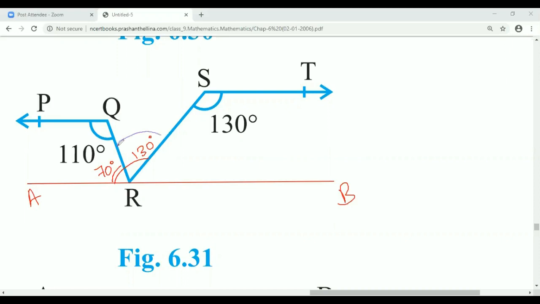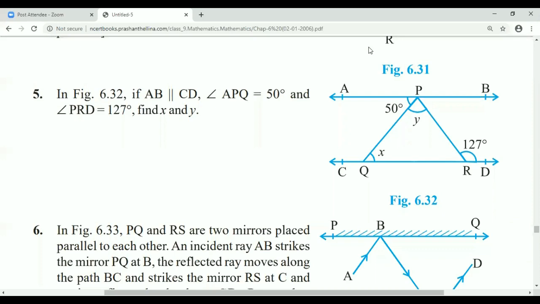So angle QRS means this much. That is the difference between 70 and 130. So angle QRS is equal to 130 degree minus 70 degree. That also you will get 60 degree. So you can find the same answer in different ways. Your answer will be right if your logic is correct. Now let's go through question number 5.